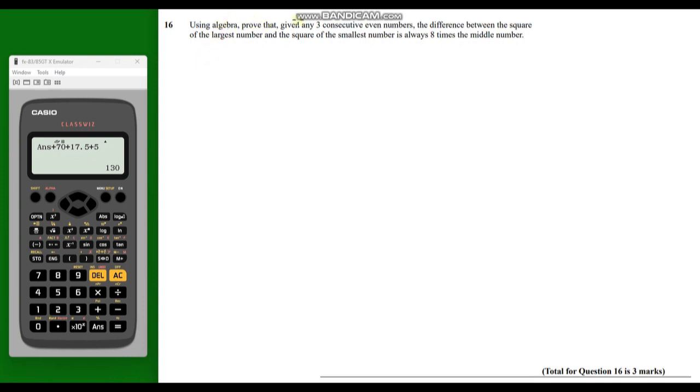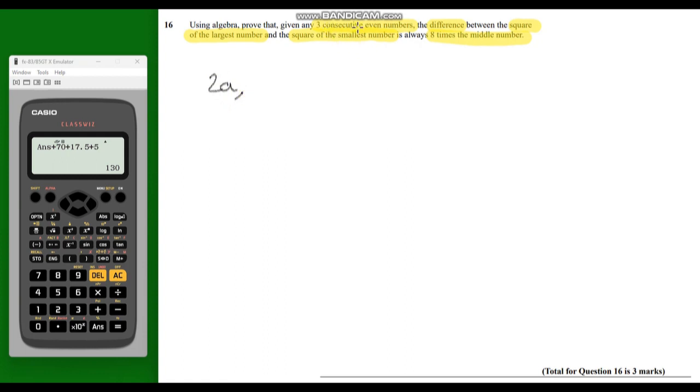Question 16. Using algebra, prove that given any 3 consecutive even numbers, the difference between the square of the largest number and the square of the smallest number is always 8 times the middle number. So this sounds very complicated and there's a lot going on here, but if we just take it one step at a time. So first of all, 3 consecutive even numbers. Well, to be an even number, it needs to be a multiple of 2. So we can say that 2a, that is an even number. It doesn't matter what a is. A could be 17, but if we multiply it by 2, it's now going to be even. So that's one even number.